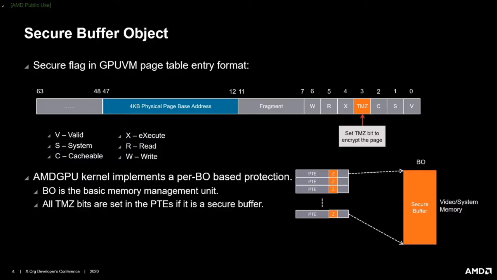According to this definition, the AMD GPU kernel implements a buffer object-based protection. That is because the buffer object is the basic management unit in the Linux direct rendering infrastructure. All the memory operations are based on the buffer object, so we use the secret buffer as the unit as well.